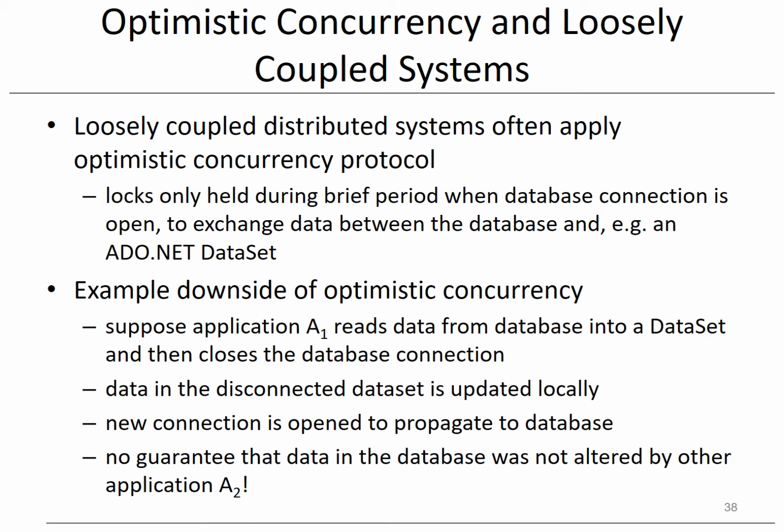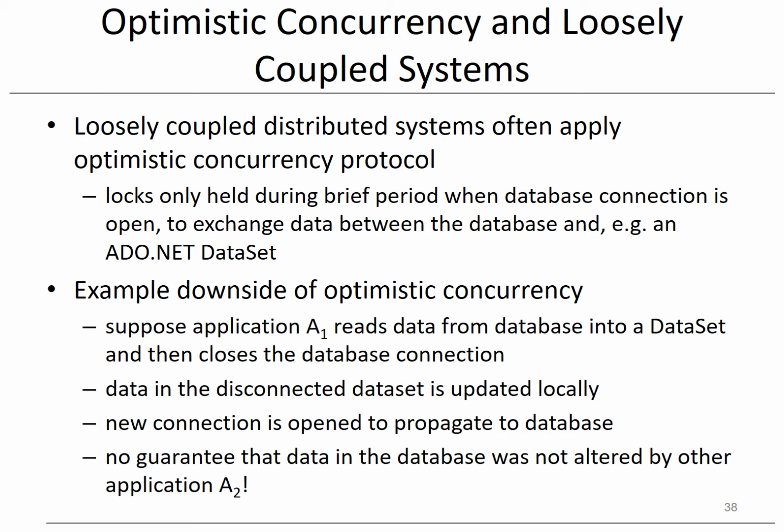In this context, locks are only held during the brief period when a database connection is open to exchange data between the database and the dataset. However, whereas optimistic concurrency may considerably increase transaction throughput and overall data availability in a loosely coupled setting, because of the absence of locks, there is also a downside.